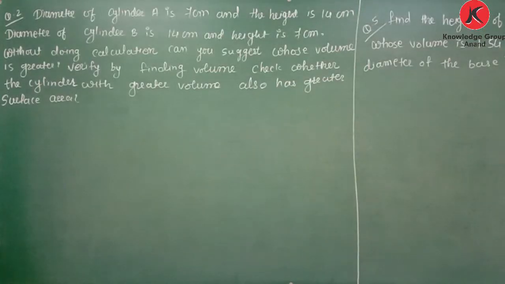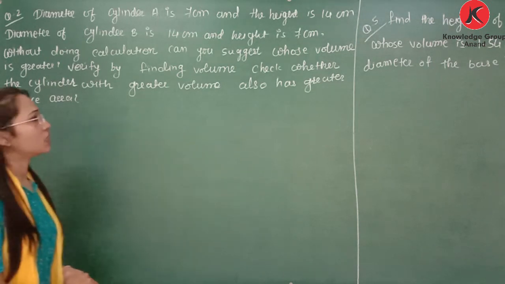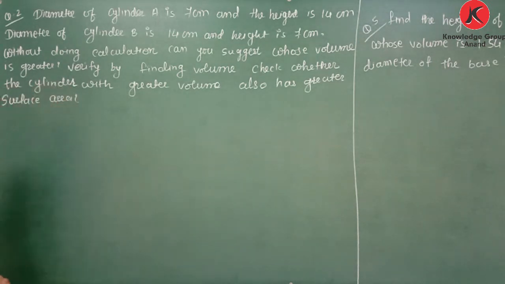Now question number 2. The diameter of cylinder A is 7 cm and height is 14 cm. The diameter of cylinder B is 14 cm and height is 7 cm. Without doing calculation, can you suggest whose volume is greater? Verify by finding the volume. Check whether the cylinder with the greater volume also has a greater surface area.